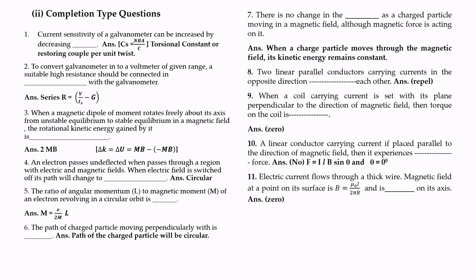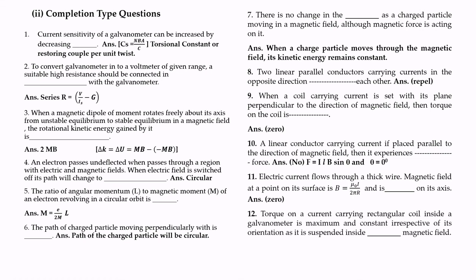Question number 11. Electric current flows through a thick wire. The magnetic field at a point on its surface is given by the relationship B is equal to mu naught I over 2 pi R, and is 0 on its axis. Question number 12. Torque on a current carrying rectangular coil inside a galvanometer is maximum and constant irrespective of its orientation, as it is suspended inside the radial magnetic field.